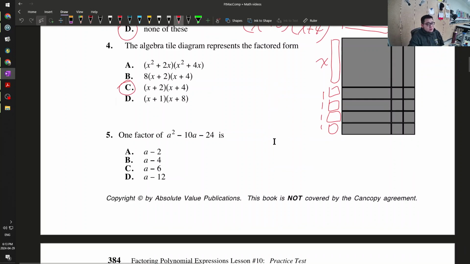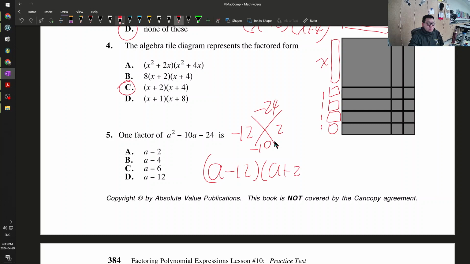5, one of the factors is... So a diamond puzzle, negative 24, 10, or negative 10. We have, well, 4 times 6, that's a tricky one. It's not 4 times 6, instead it's going to be negative 12 and positive 2. So we have x minus 12 times x plus 2. 5 is D.